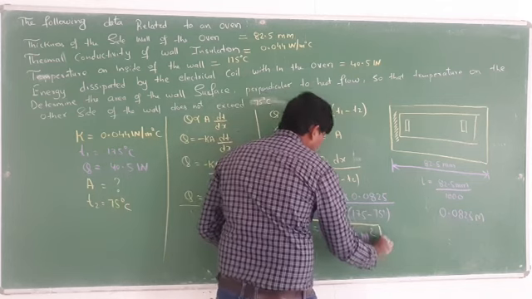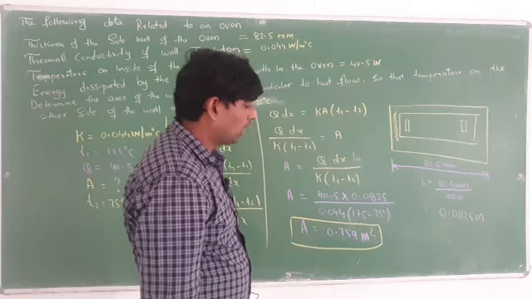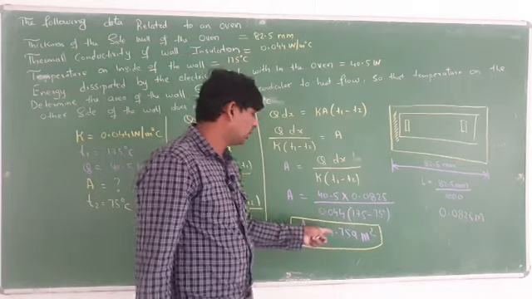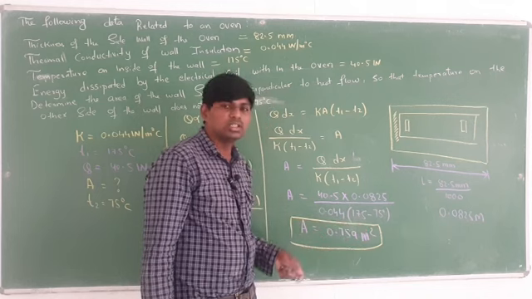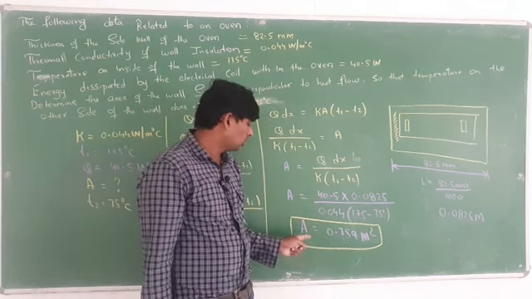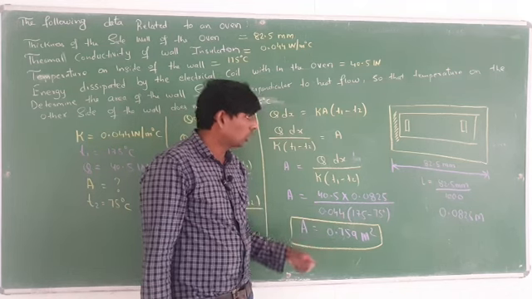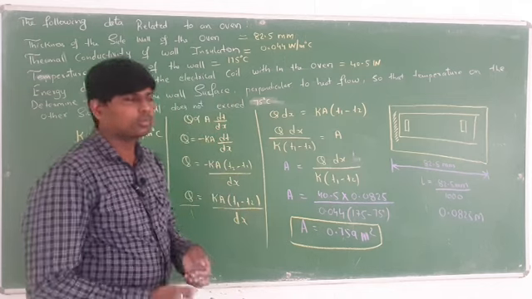With the help of a calculator, if you solve this, you get the value of A as 0.759 meter square. This is the value of A. Like this, you have to find out.